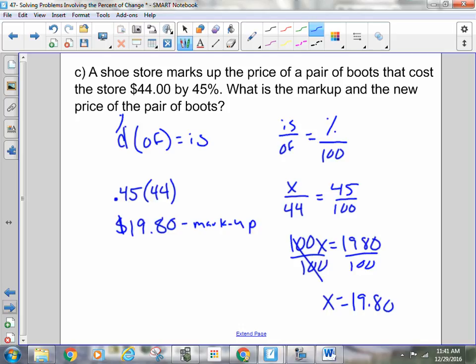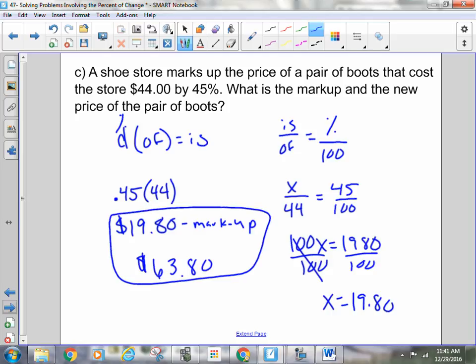And so my new price, I'm going to add that in. And when you add that in, we find a new price of $63.80. So both of those are your answer.